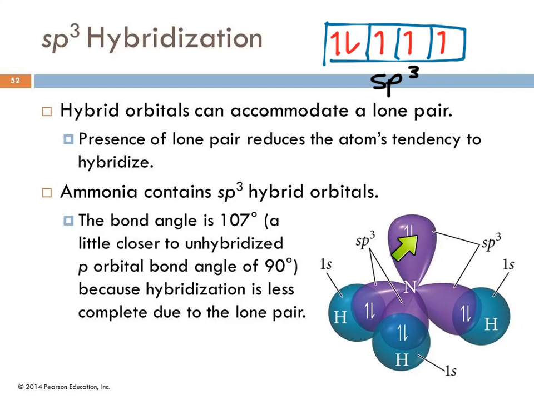But this lone pair is going to take up a little bit of extra space, and so it's going to cause these guys to squeeze together a little bit. When we've got a lone pair like this, the atom is not as likely to hybridize as when it doesn't have a lone pair. And so the hybridization is not 100% complete. And so this guy's going to retain a little bit more of the individual character than these 3 guys are.